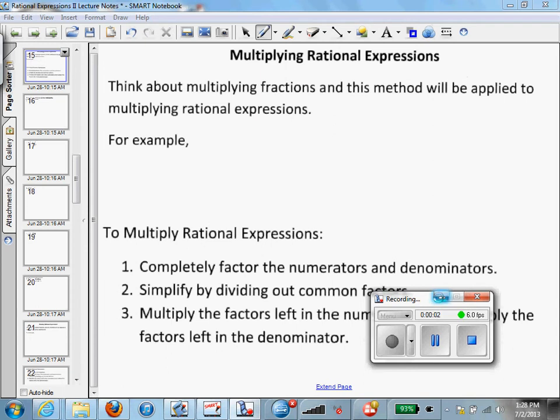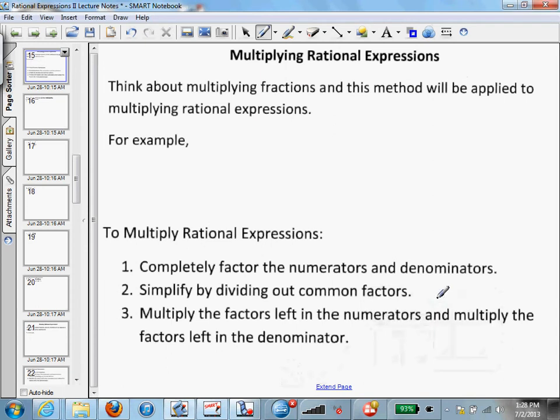Hello and welcome to a discussion on multiplying rational expressions. First I want to think about multiplying fractions, and this is the method we will be applying to rational expressions.